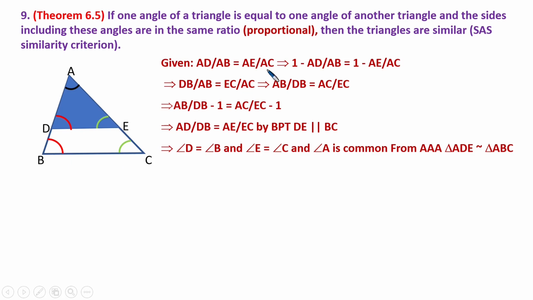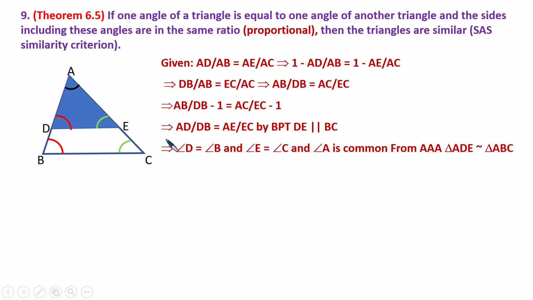So as in the previous, I said that I will show you how to get from this similarity condition to the BPT. So here I take 1 minus AD by AB. I subtract. This is your similarity condition. So now I can write this as AB minus AD, and AB minus AD is DB. DB by AB is equal to EC by AC. You just go through this, freeze it and see it. So then I take the reciprocal of this. So what you have, you got AB by DB is equal to AC by EC. Okay, but this is not your BPT.